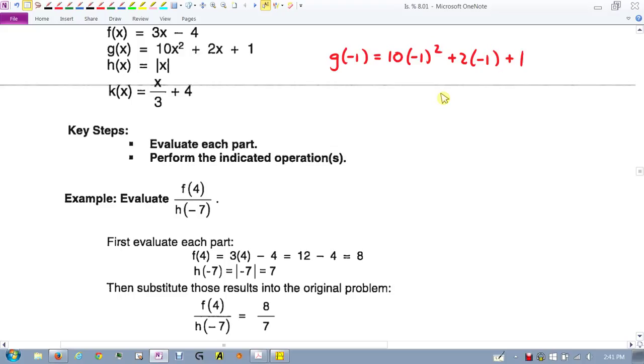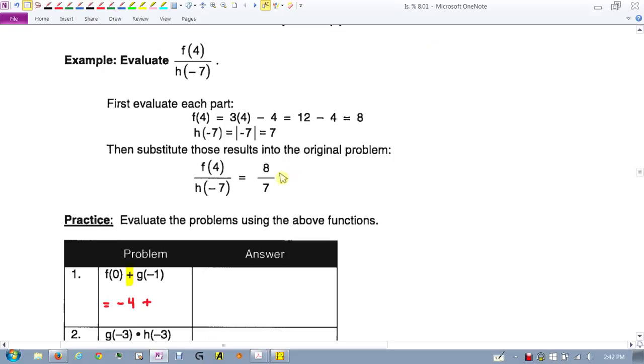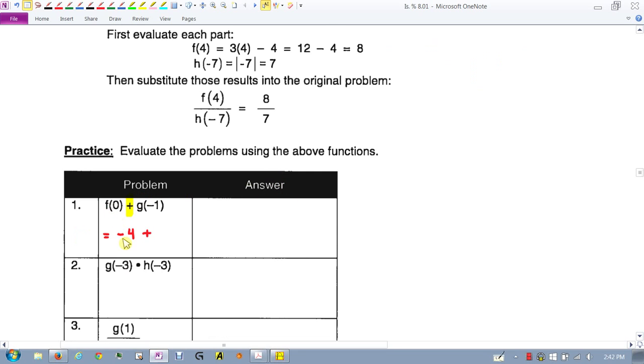5? I heard 5. I heard, all right. Okay. 9? Should get 9 there. Nine. So we're going to come down here and we're going to say, all right, f of 0 was negative 4, and then g of negative 1 was 9, so we're adding that, and of course negative 4 plus 9 is 5. So the answer would be 5.